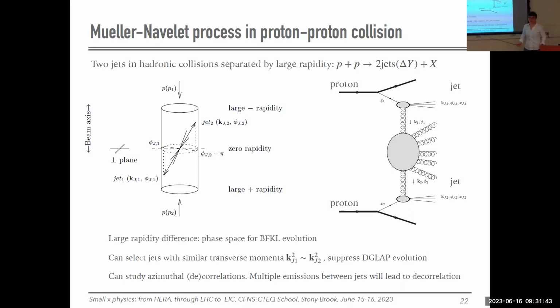And what you can do is also look at how they are correlated in this angle. So there will be some angle of jet 1, jet 2, and whether they are back to back or how far from being back to back they are. Okay, so this gives you an opportunity to test the BFKL evolution at the LHC. One of many possibilities, but this is one example.